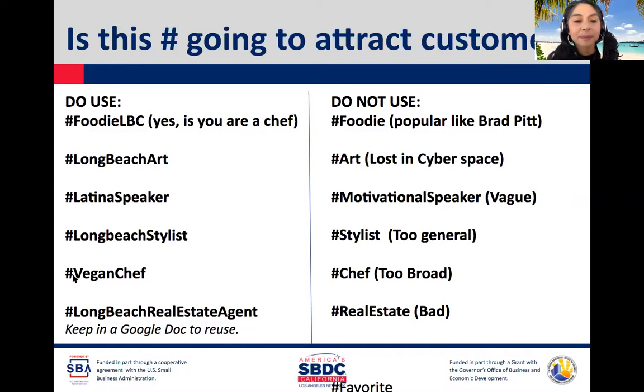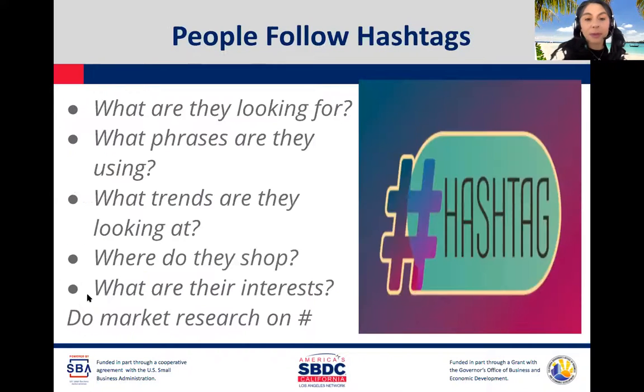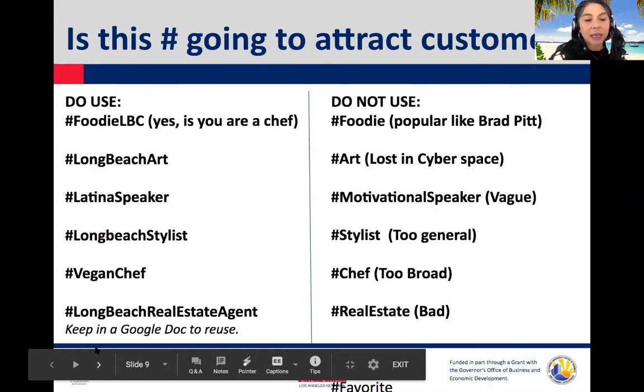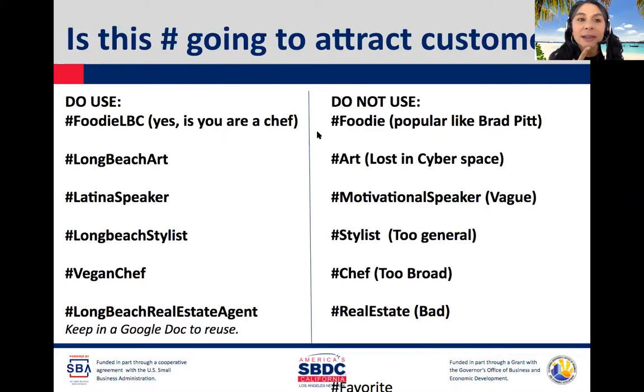Okay, could be vegan chef Paramount. Oops, hold on, we're coming back. Paramount real estate agent, right? So we don't want to use big terms. Like you don't want to use like for sale. Well, maybe for sale might be okay. But you don't want to use terms that are too big.